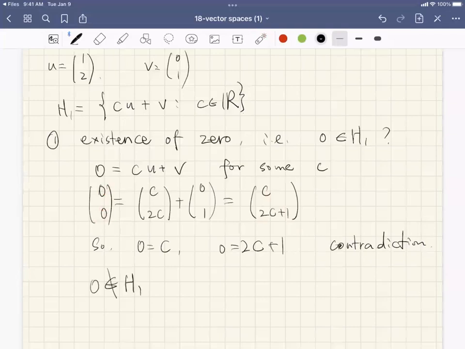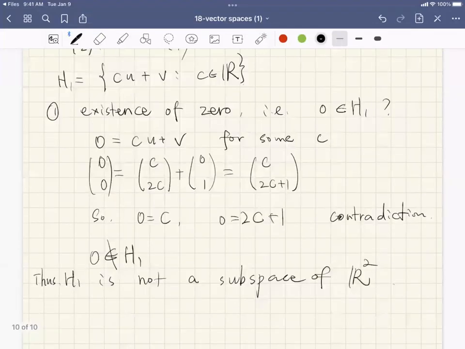So we don't have to check the other properties. We can just stop here and conclude H1 is not a vector space and is not a subspace of R2.